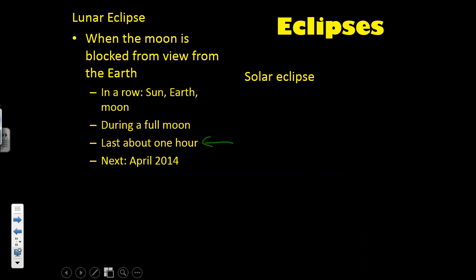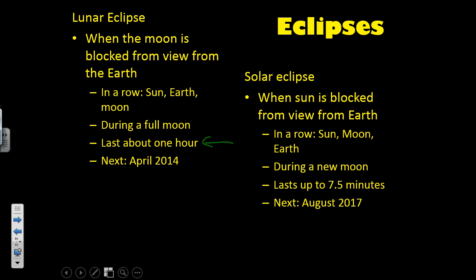The other type of eclipse is a solar eclipse, and by the name you can tell this is when the sun gets blocked out. And it gets blocked out when we have this alignment. So we have the sun, we have the moon, and we have the earth. And in this case, the moon casts its shadow on the earth, blocking out the sun.